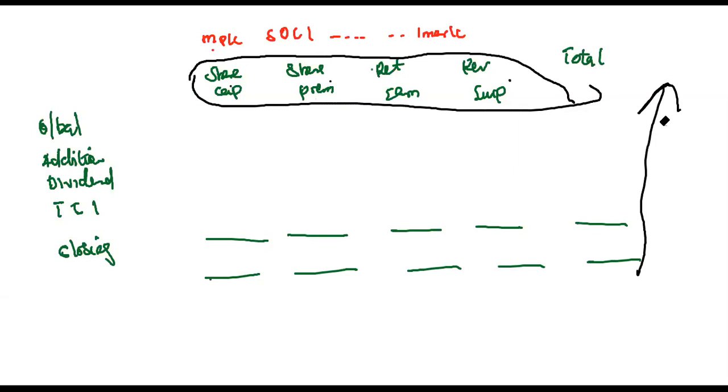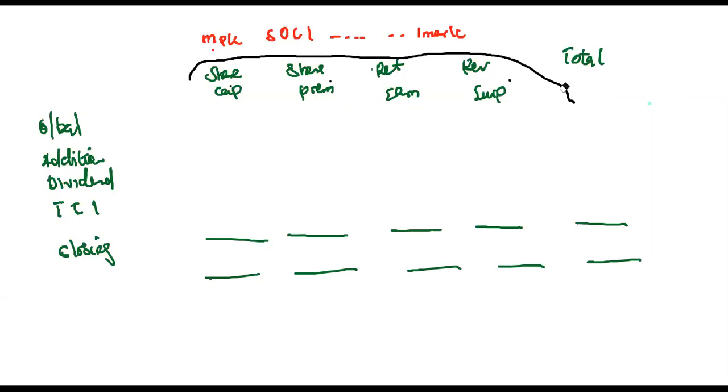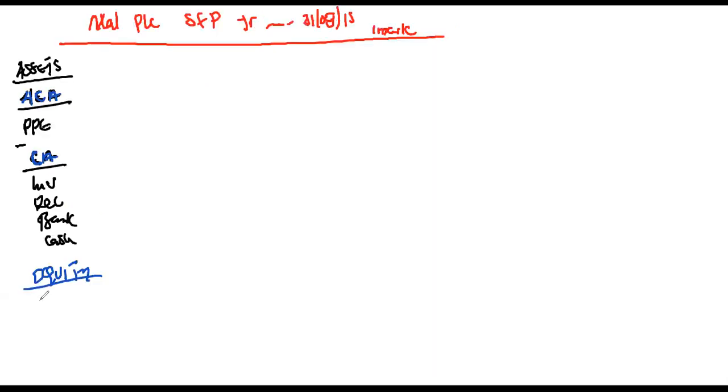Okay, there we go. So let's now do that. So what do we do? There we go. Okay, so we have the same things there. Share capital. You see, we have our share premium. We have our retained earnings. We have our revaluation surplus. Yes, the exact same things.